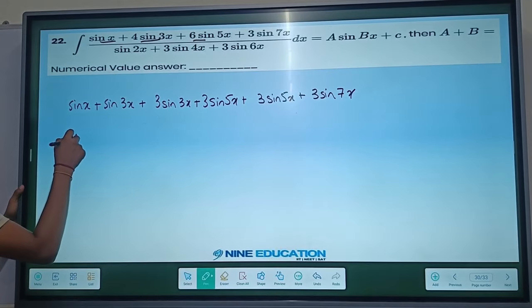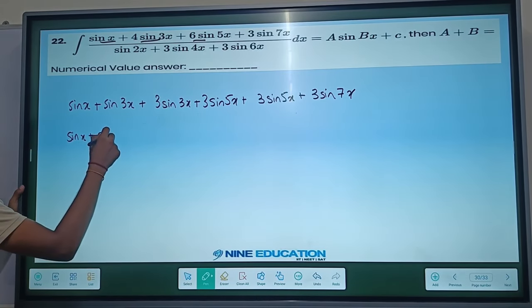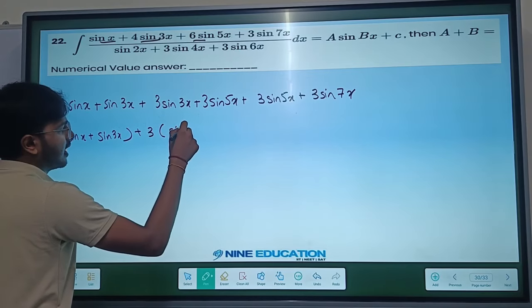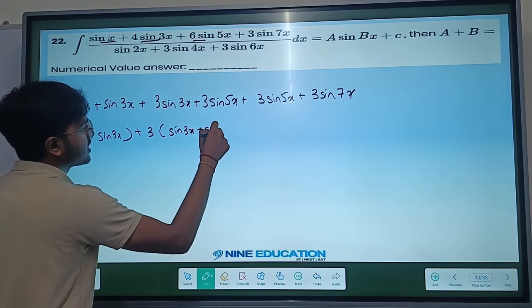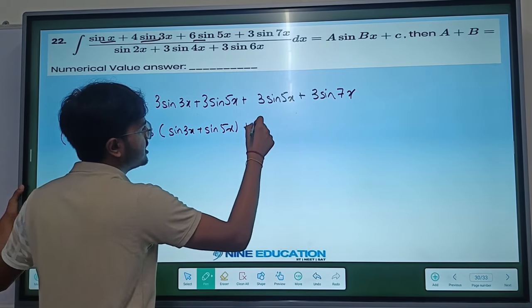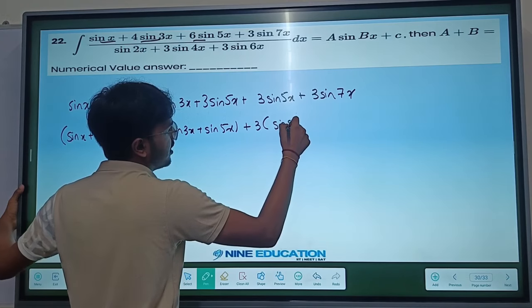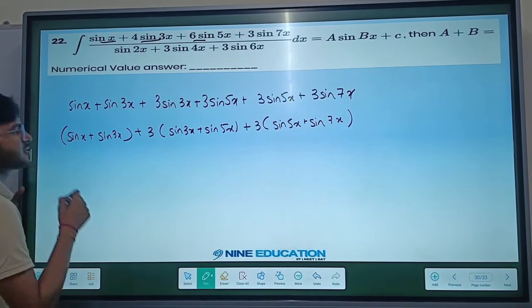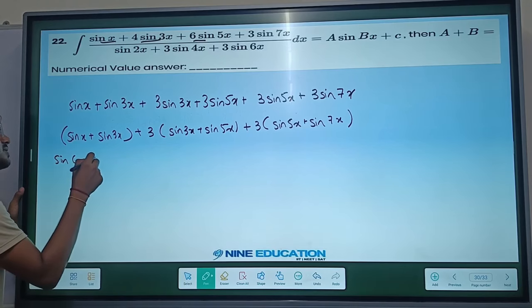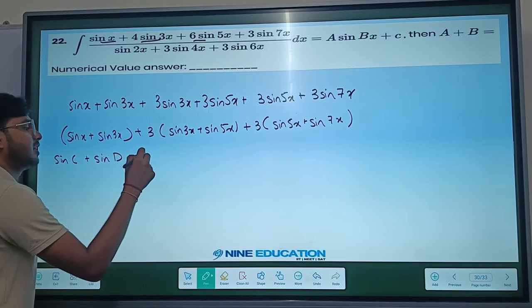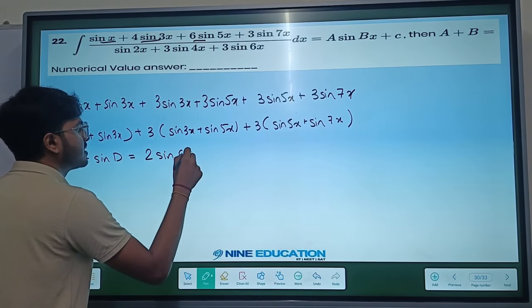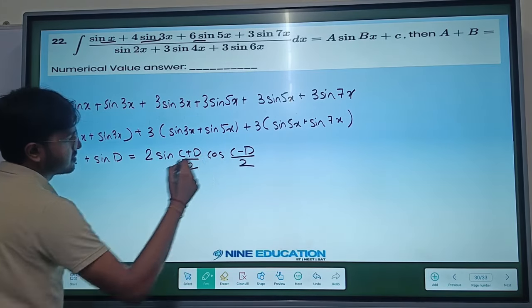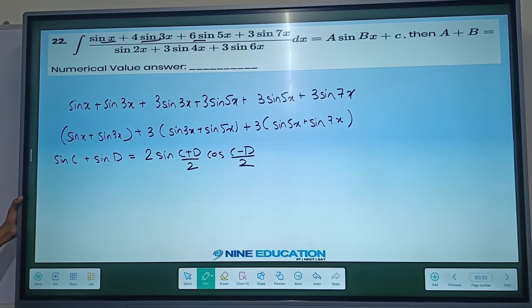So what is there? (sin x plus sin 3x) plus 3 times (sin 3x plus sin 5x) plus 3 times (sin 5x plus sin 7x). So what formula should I use? I'll use the sin C plus sin D formula. What is sin C plus sin D? 2 sin of (C plus D) by 2 cos of (C minus D) by 2, or cos of (D minus C) by 2. It doesn't matter because cos is an even function.